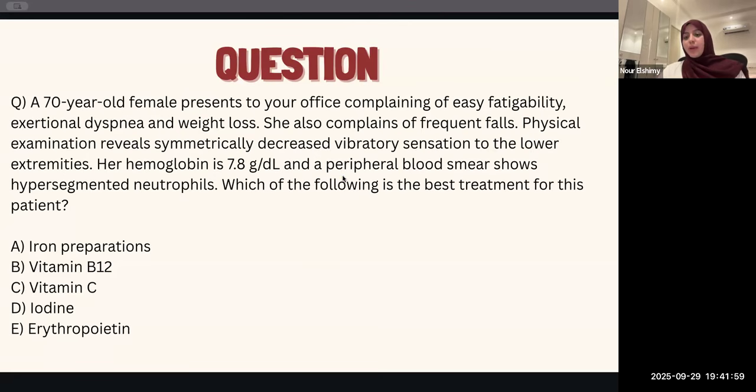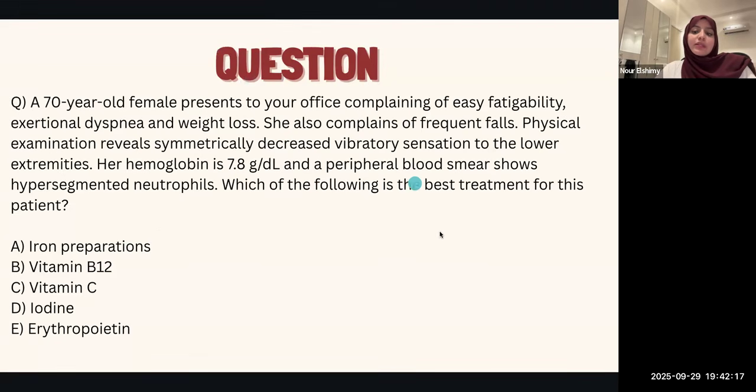This is all yapping. Okay, you don't need to know anything about this at all. But they say her hemoglobin is 7.8, so this is low, and the peripheral blood smear shows hypersegmented neutrophils. Which of the following is the best treatment for this patient? As you guys said, vitamin B12, because this is a clinical presentation of megaloblastic anemia due to B12 deficiency. Okay, so vitamin B12 is the right answer.